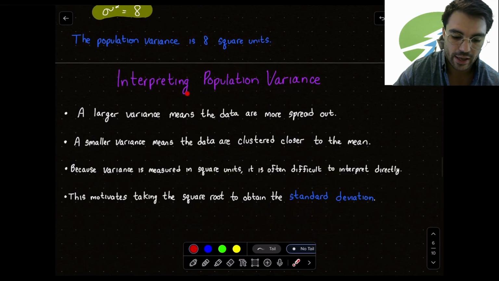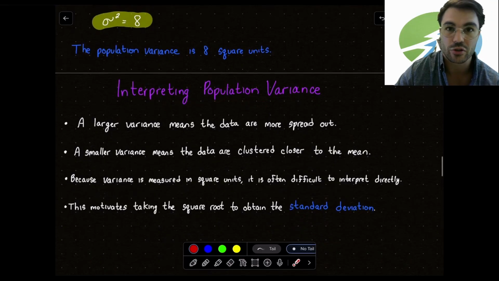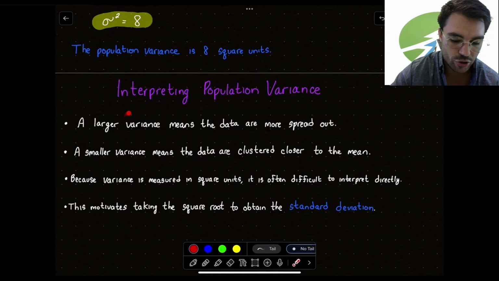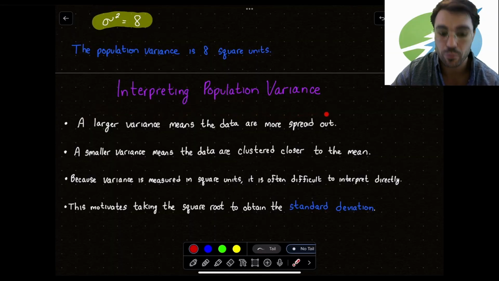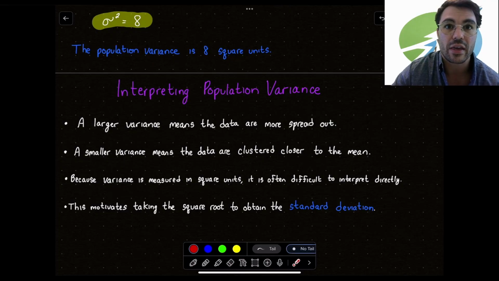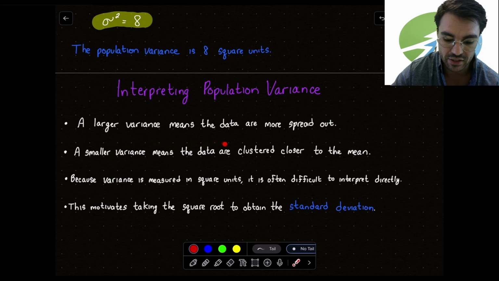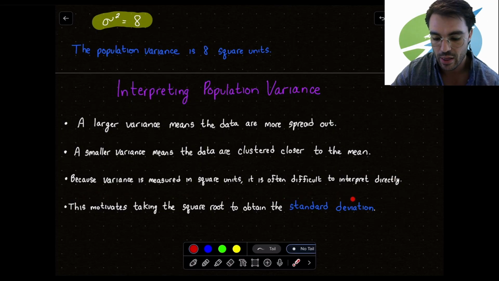All right, interpreting population variance. So what does this information mean? A larger variance means the data are more spread out. So the bigger this number is, the more the observations in our data set are separate from each other. A smaller variance means the data are clustered closer to the mean. Because variance is measured in square units, it's often difficult to interpret directly. This motivates taking the square root to get standard deviation, which is an extremely important subtopic in statistics. This will be addressed in a later video.